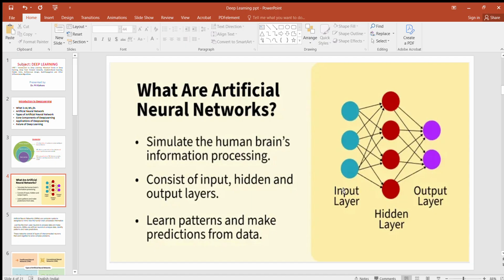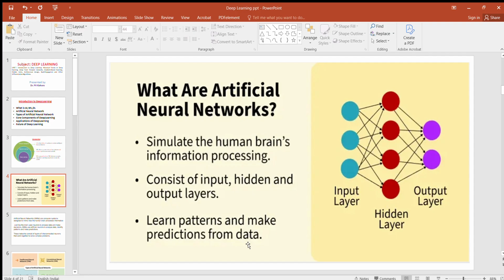So for what purpose do we use this? To learn patterns and make predictions from data. Just as the brain thinks and uses data to make predictions, this network also works with the same pattern. It learns patterns and makes predictions from data. That is called the artificial neural network.